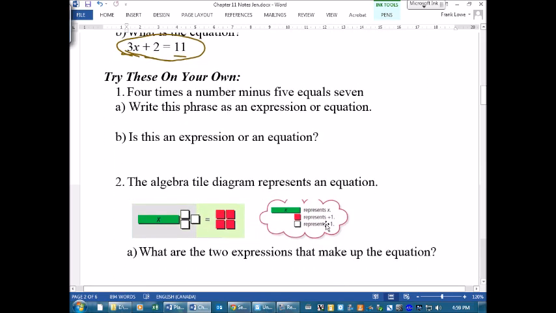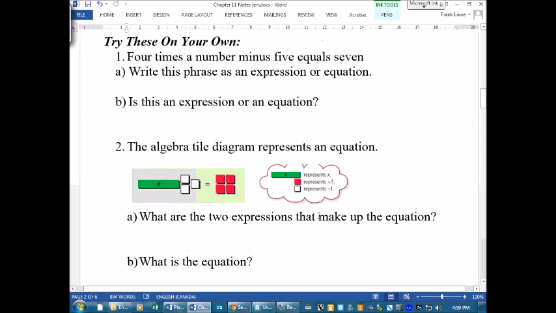Okay, let's do 2 more examples here real quick. So here's another description, right? 4 times a number minus 5 equals 7. And I want you to go right to B. Is this an expression or an equation? 4 times a number minus 5 equals 7.